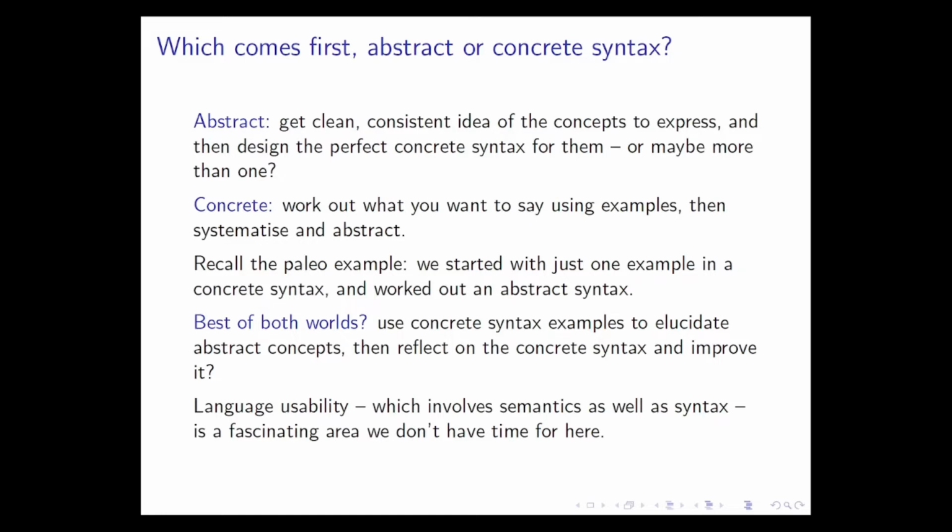What do we mean by the right way? Well, we're largely talking about usability here, because we probably are kind of fixing ultimately the expressiveness. We're saying we have a fixed idea of what we want to be able to say in our language, and the key question here is, how do we want to be able to say it? And so that's really about how usable is our language. Of course, really, language usability does involve semantics as well as syntax, and it's a fascinating area, and I don't have time to say any more about it, so I won't.